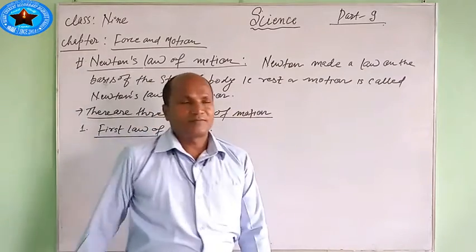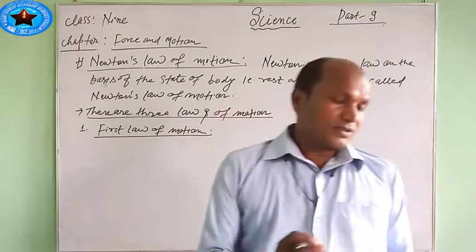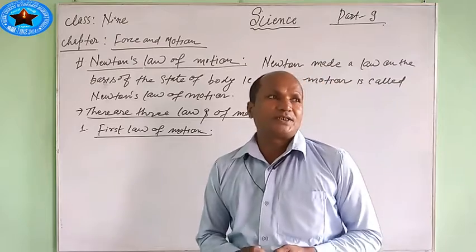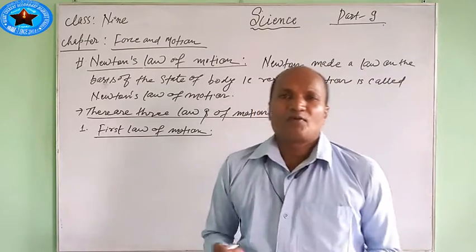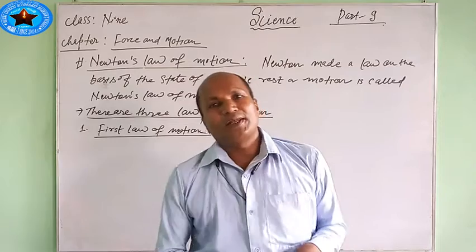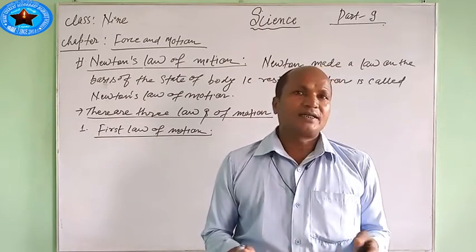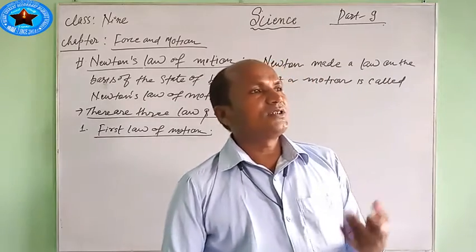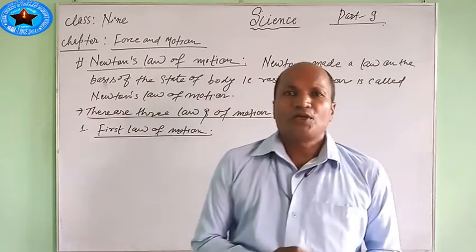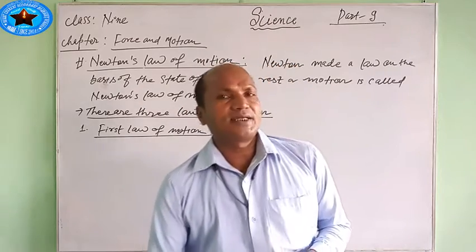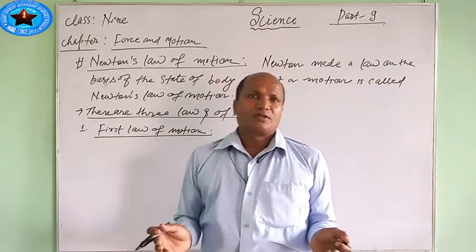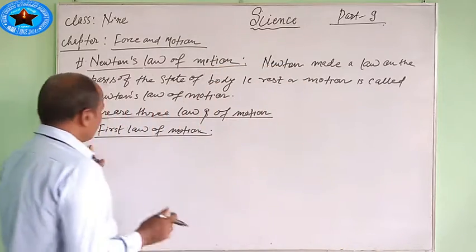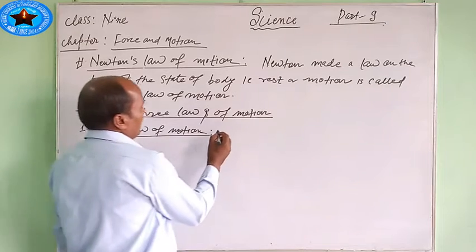What does it mean? Newton observed different types of bodies in this universe, and he found that bodies are only found in two states, either at rest or in motion. A body which is at rest always remains at rest. A body which is in motion always remains in motion, unless an external force acts on it. This is called the first law of motion.